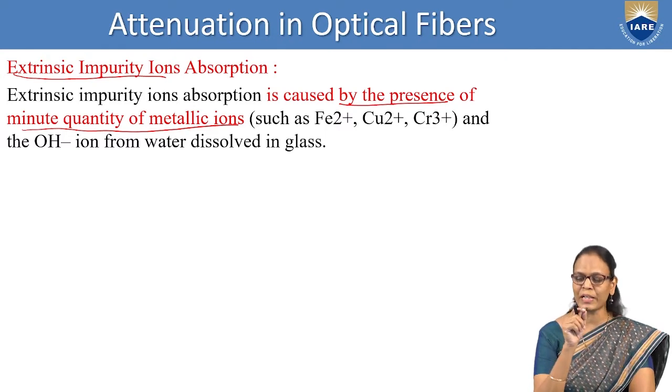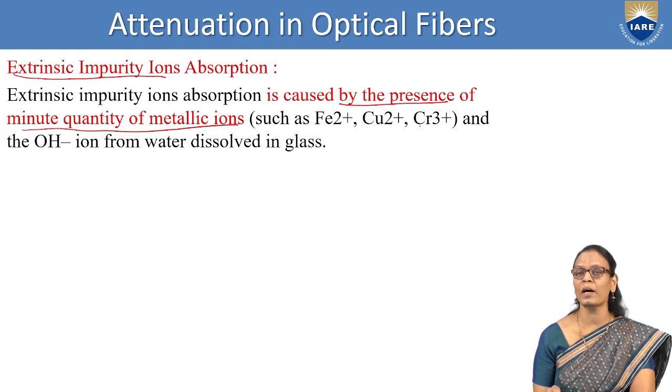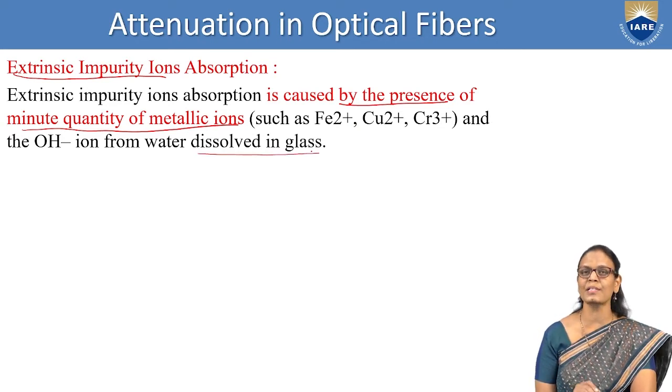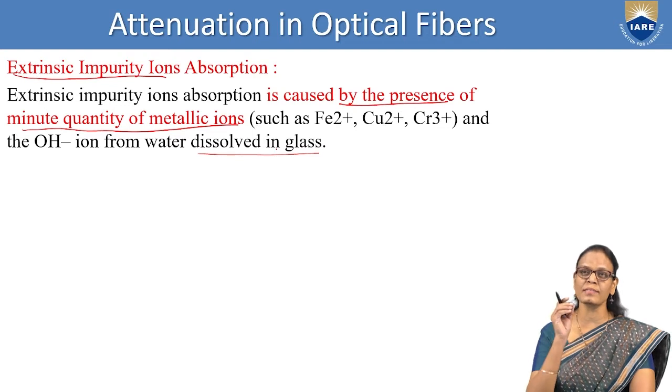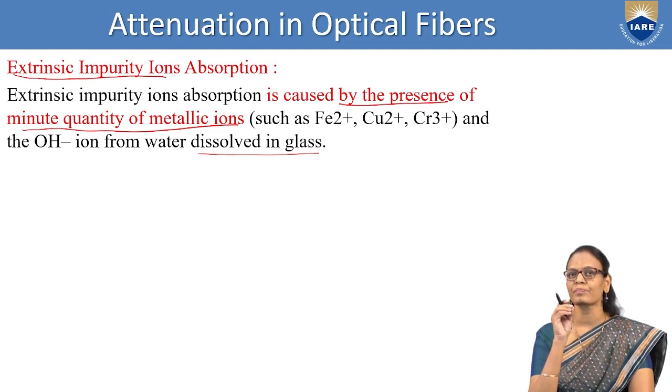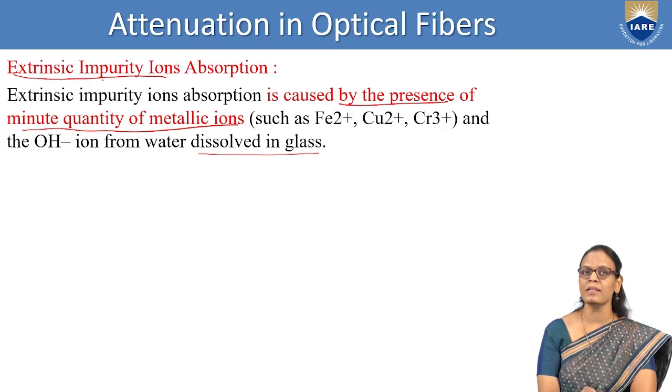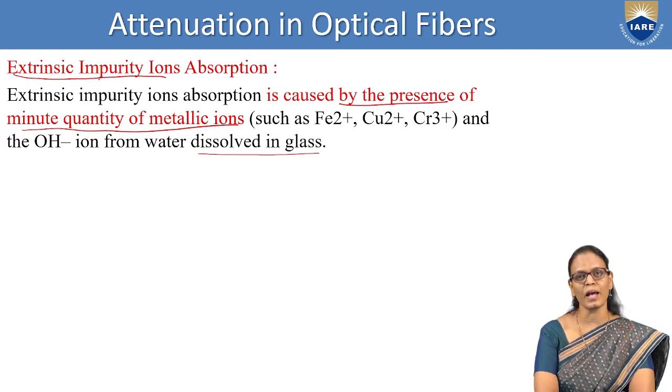So when there are impurities such as Fe2, Cu2 or copper, or chromium, or the hydroxide ions from water that are dissolved in glass. The major component is glass, and when this glass has some impurities like iron, copper or chromium, or the hydroxide ions from water, and the light interacts with these particles, then there may be absorption, which we call extrinsic impurity ion absorption.